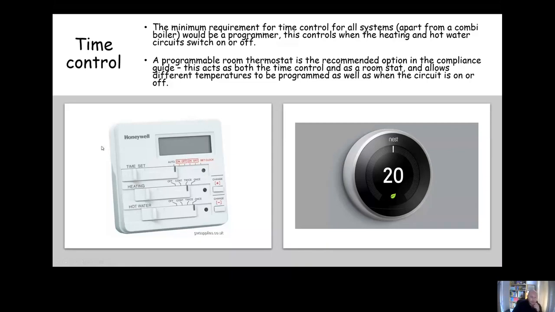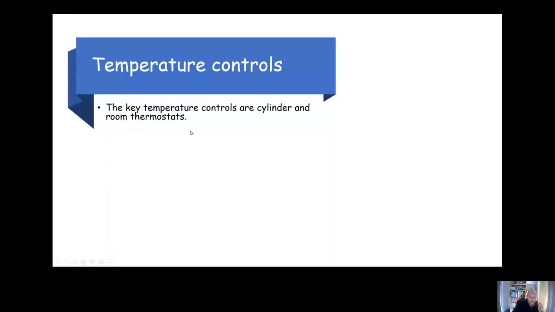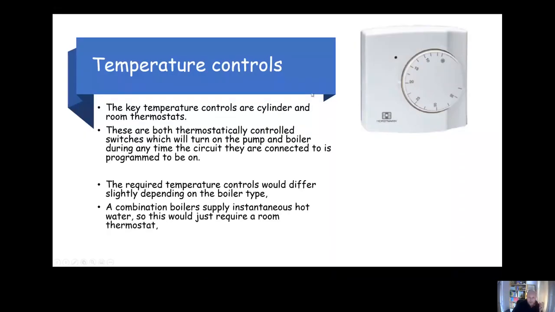Whereas a programmer will literally just have the system on or off in line with the temperature that you've got your room stat set. So say, for example, you've got your room stat set at 21, then as soon as the heating comes on, it'll be striving to get up to 21. As soon as it goes off, it won't have a drop back temperature, it'll just be off.